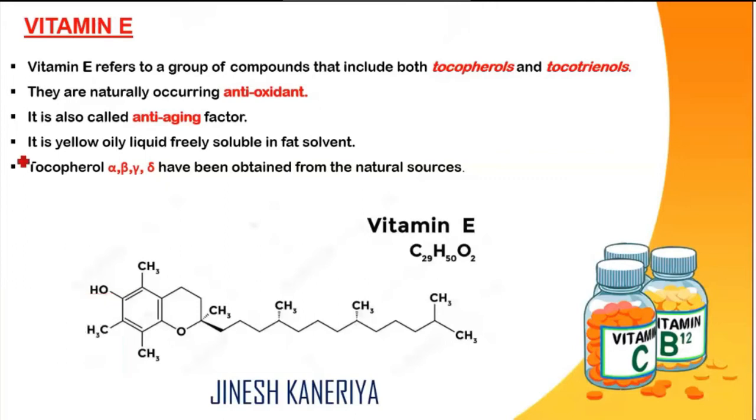Vitamin E refers to a group of compounds that includes both components. The chemical forms of vitamin E are tocopherols and tocotrienols. So these are the two components. The active forms of vitamin E are tocopherol and tocotrienols. They are naturally occurring antioxidants. Vitamin E is known as an antioxidant, and it's also called an anti-aging factor.